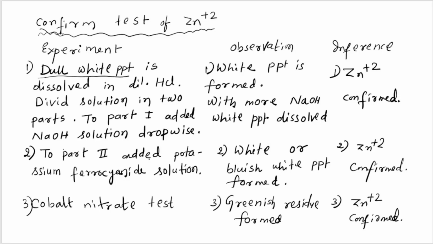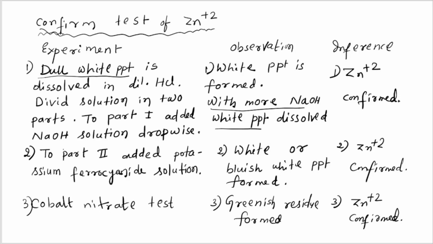To part 1, what will you do? You observe. To part 1, simply NaOH solution is added. Again see, a dull white precipitate is formed. You divide it into two parts, and to part 1 add NaOH solution. A white precipitate is formed. But if you add more NaOH, then the white precipitate dissolves.